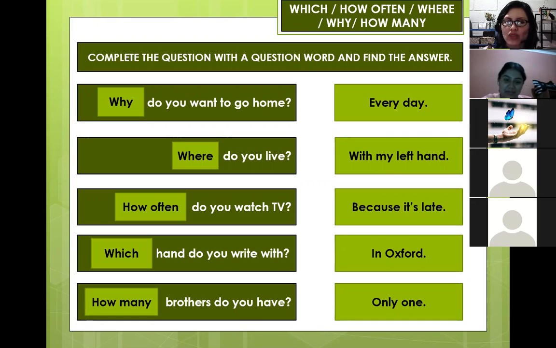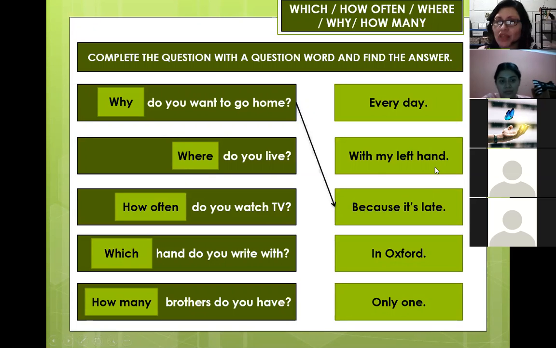¿Cuál sería la respuesta? Why do you want to go home? Because it's late. Because it's late, right? Very good. Cada vez que a mí me pregunten why, por qué, yo voy a responder because. O sea, ¿por qué? Pero ese ya no es pregunta, sino que ya es para responder la oración, okay? So, why do you want to go home? Because it's late, okay? And then, where do you live?